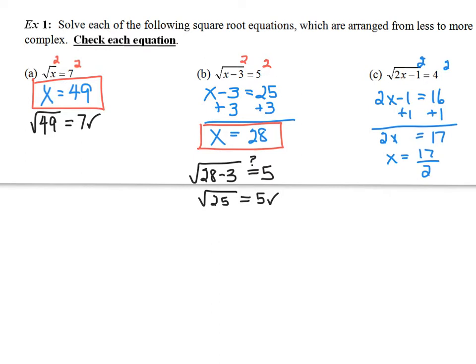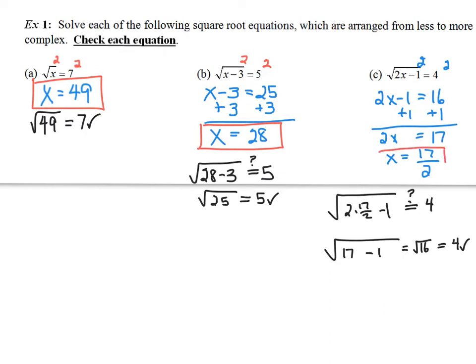But to go back and check, I'm going to say the square root of 2 times 17 halves minus 1, does that equal 4? So 2 times 17 halves is giving me 17. 17 minus 1 is 16. So this is the square root of 16, which is 4. So that checks in the original, and my answer is x equals 17/2.